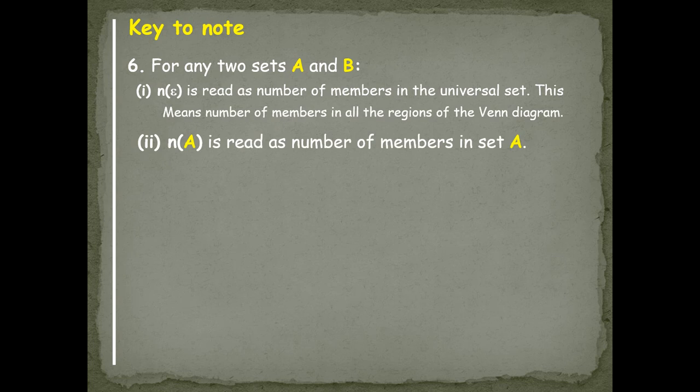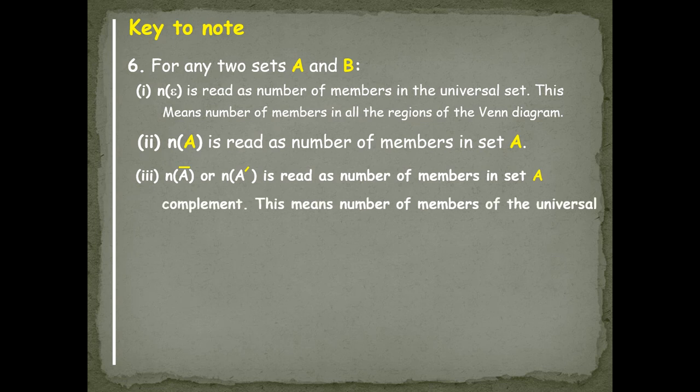Number of A, represented by this, is read as the number of elements in set A. Number of A complement means the number of members in the universal set that are not in set A. A complement, this is the symbol for complement. You can use either this or this. This means A complement.